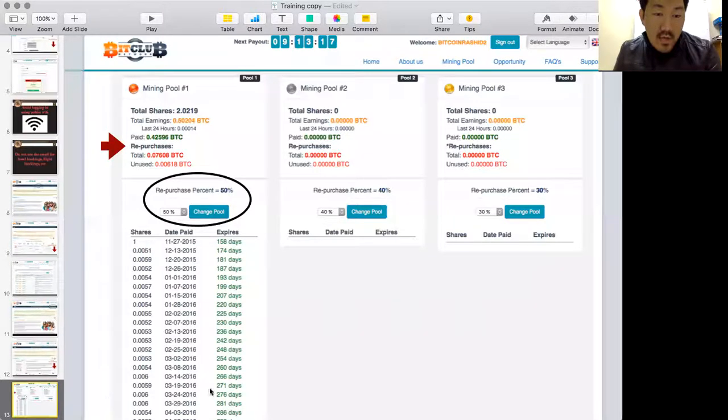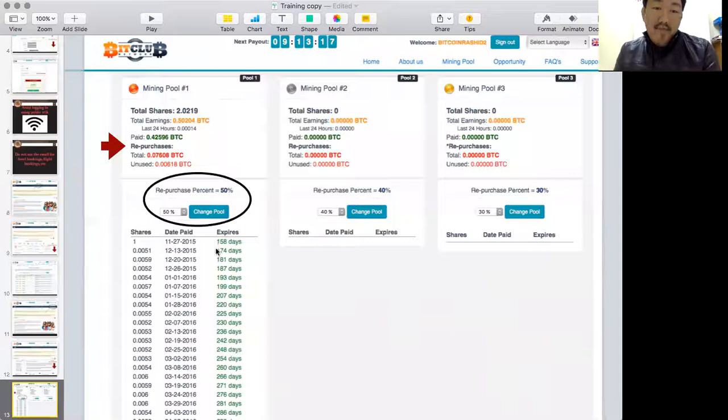Now, look at what has been going on all this while. The shares have been growing. These have been coming in all this while, and now it totals up here. I wonder if you can see the 2.02 total shares. So in case you're wondering, if my shares grow, does that mean I get more? Yes, you do.